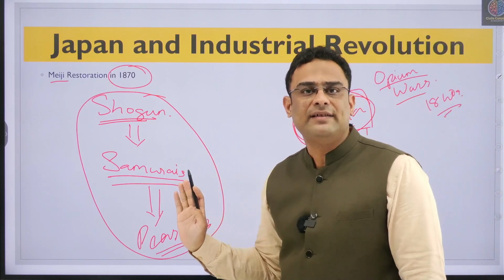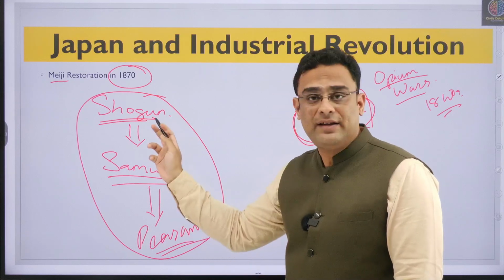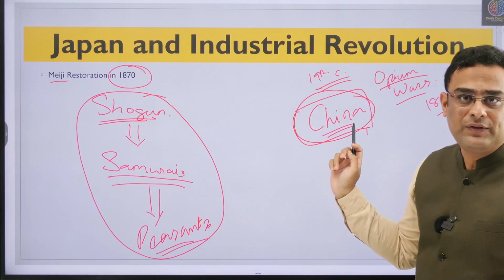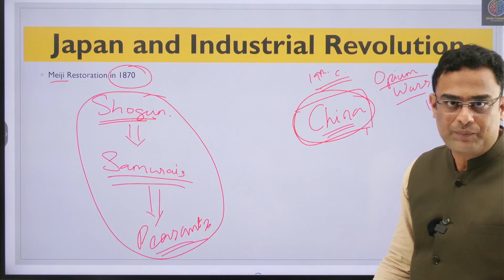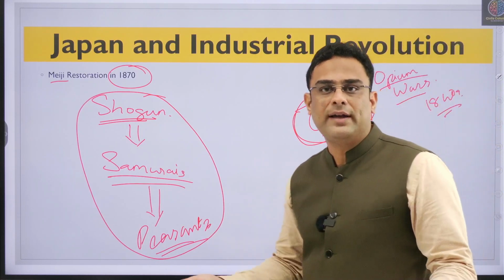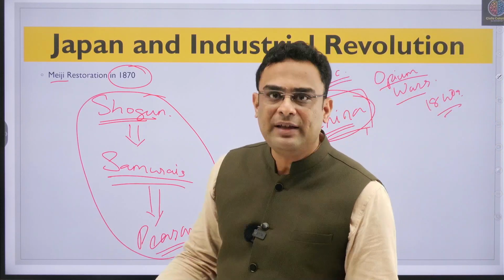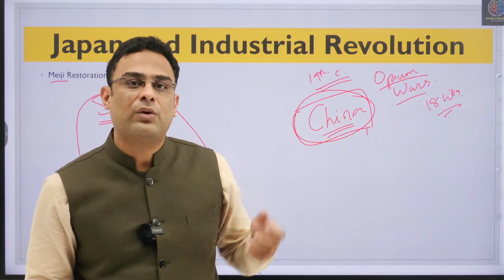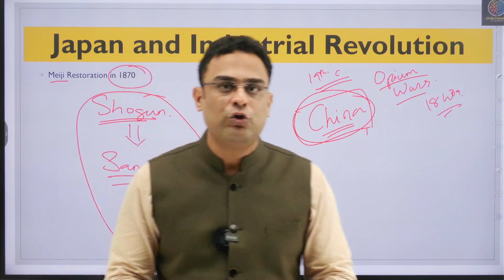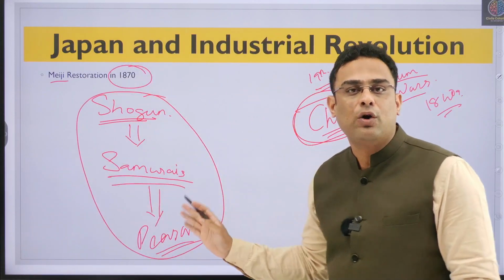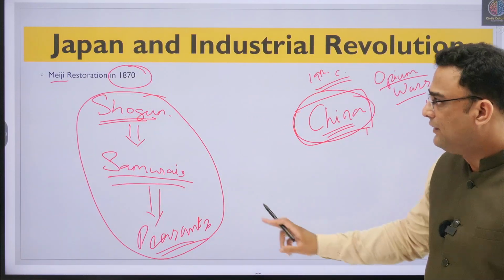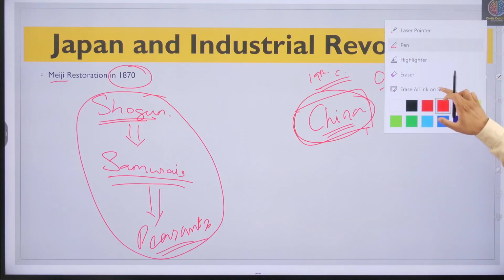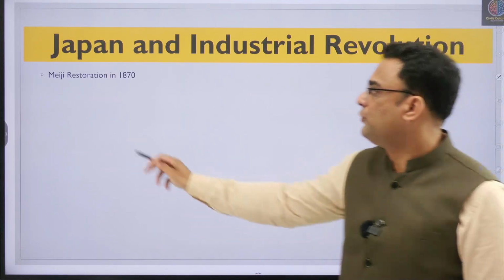The Japanese realized that they cannot fight the modern imperial powers with this old system. Howsoever patriotic, loyal, brave, self-sacrificing they might be, they cannot fight a modern army based on values and virtues alone. So you have to transform your society, economy, polity, etc. And this transformation is known as the Meiji Restoration in 1870.